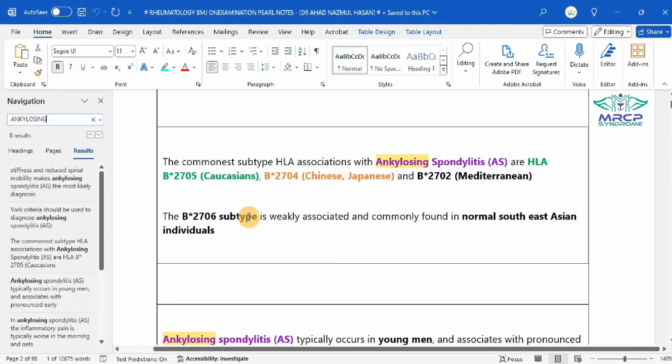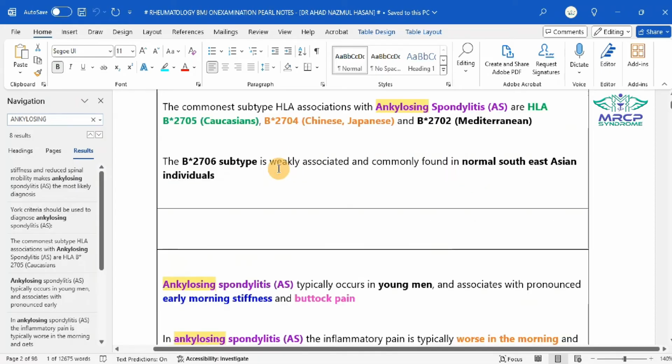Which HLA is commonly associated with ankylosing spondylitis? B27. All the seronegative arthritides are commonly associated with HLA-B27, especially ankylosing spondylitis. With respect to heritage, it is seen in 5% of Caucasians, 4% of Chinese and Japanese, and 2% of Mediterranean. But if you find it difficult to remember, just remember HLA-B27.